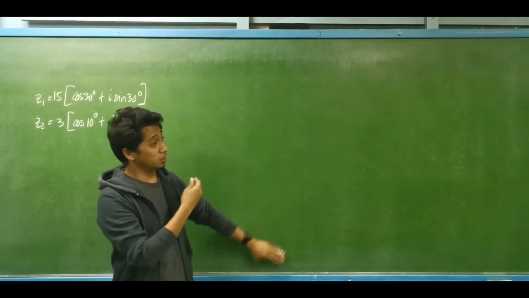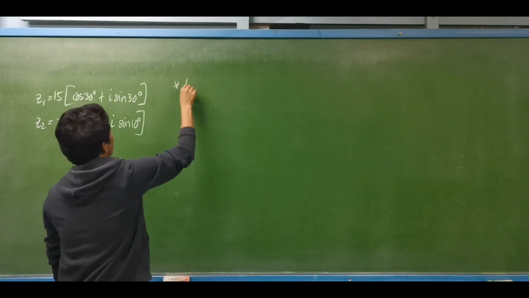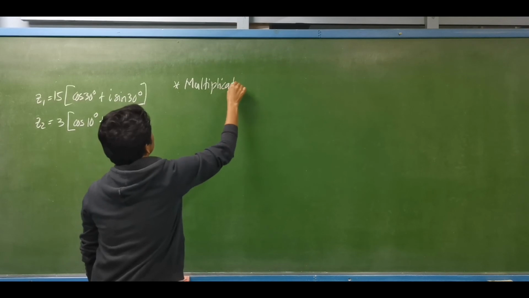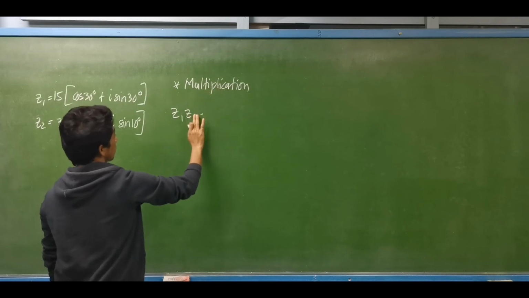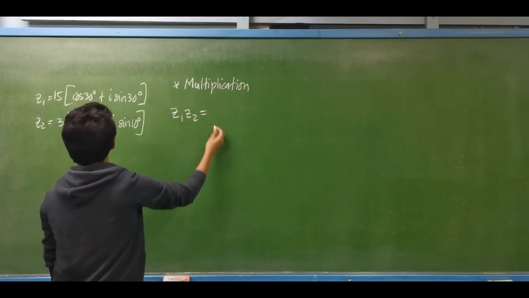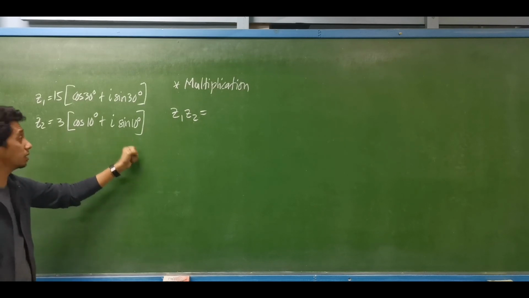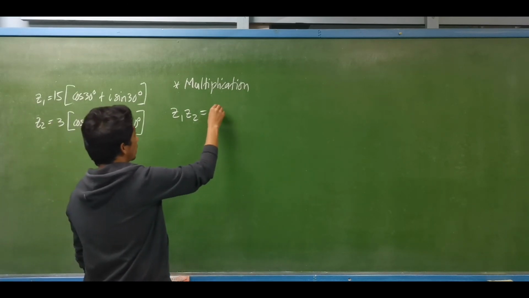Now, the operations on complex numbers in polar form. So let's have multiplication. First of all, we are looking for the product of z1 and z2. We have z1 equal to 15 times the quantity cosine of 30 degrees plus i sine 30 degrees. Second, we have z2 equal to 3 times the quantity cosine of 10 degrees plus i sine 10 degrees.